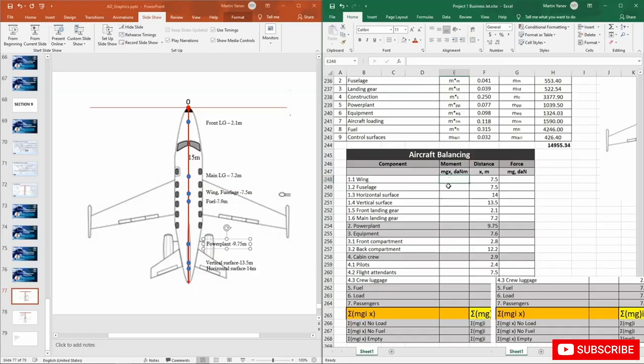And now let's start estimating our forces and moments. So first we need to estimate the force produced by each component, and the force is simply the mass multiplied by the distance from the origin of our coordinate system. Sorry, obviously this is actually the moment, and the force is simply the mass multiplied by the Earth's acceleration.